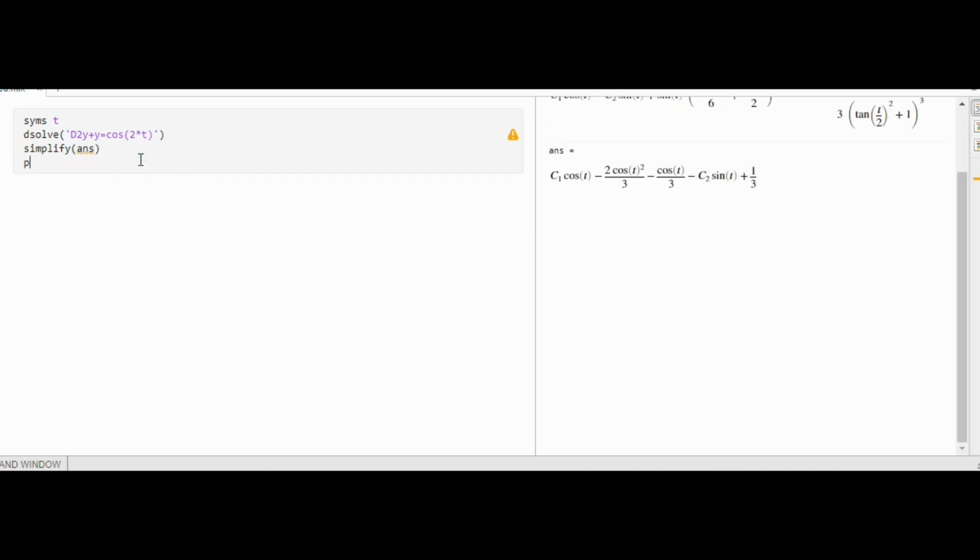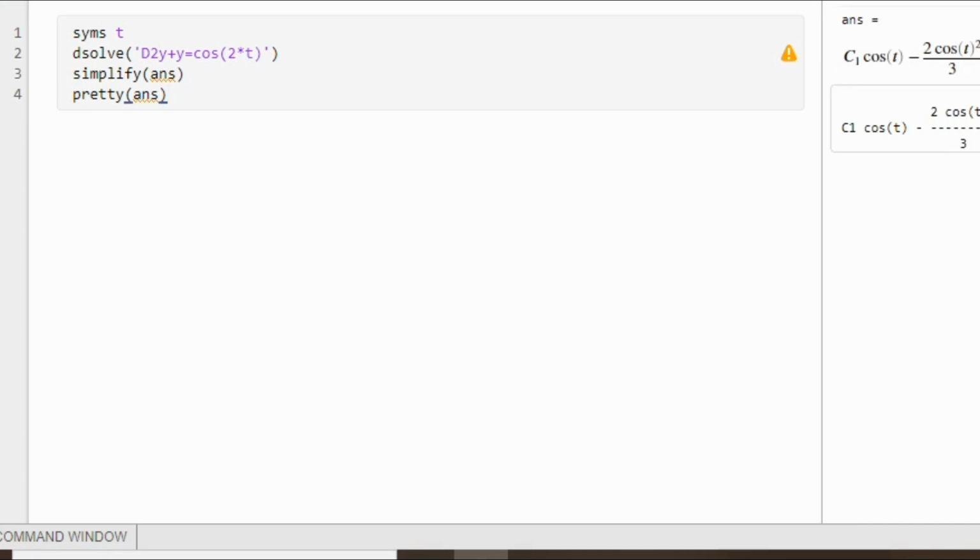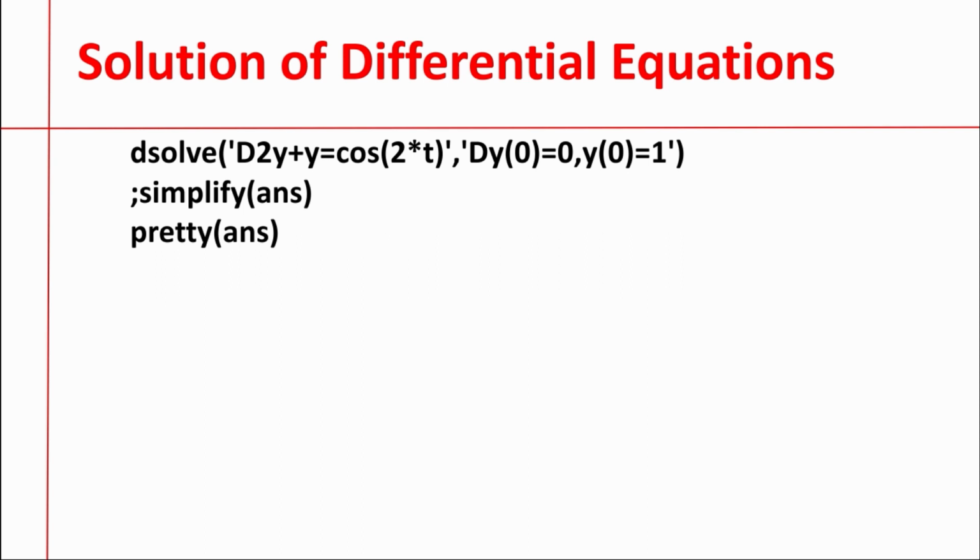You can also get the pretty answer. So you will type pretty, inside the parenthesis you will type ans. So this is your pretty answer. Okay, now we take another code.